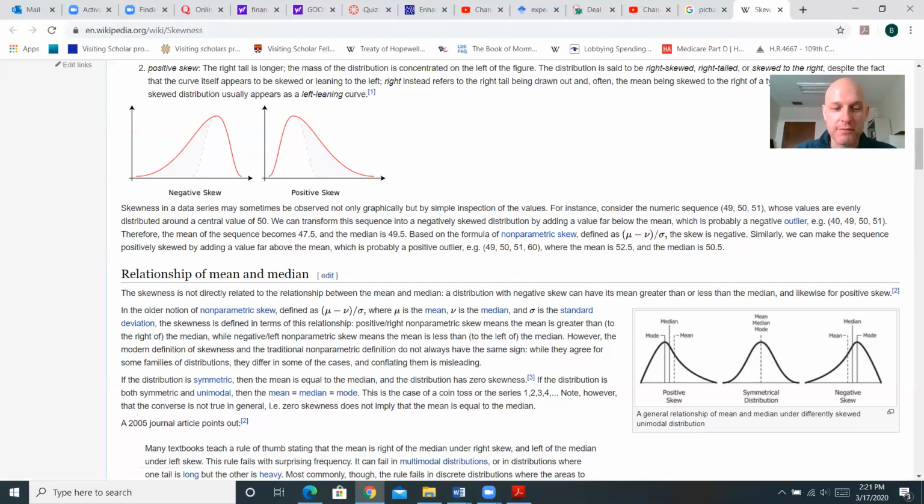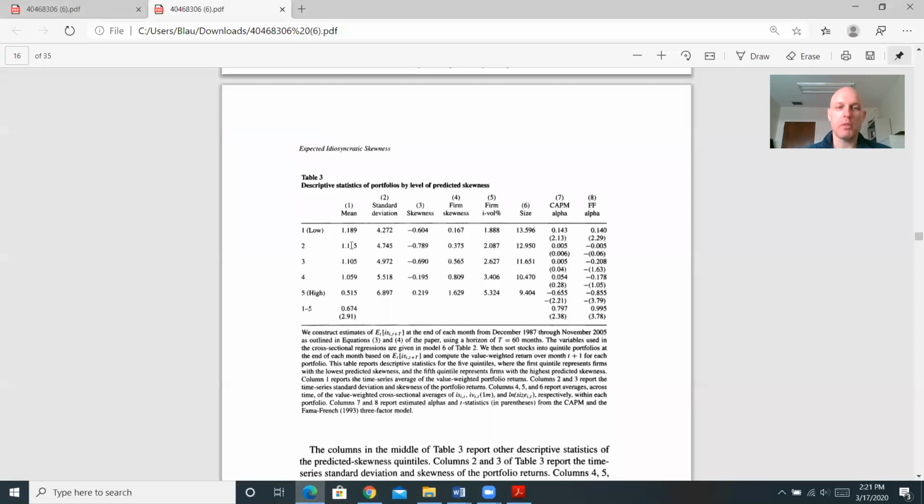And what happens is the following. In this research paper, they sort stocks into portfolios based on skewness. These are stocks with the lowest skewness. These are stocks with the highest positive skewness. So the most negatively skewed stocks and the most positively skewed stocks. So look at what happens. When they just look at mean returns, they sort this data every month, and then they look at the returns the next month and see what happens. And look at what happens here.